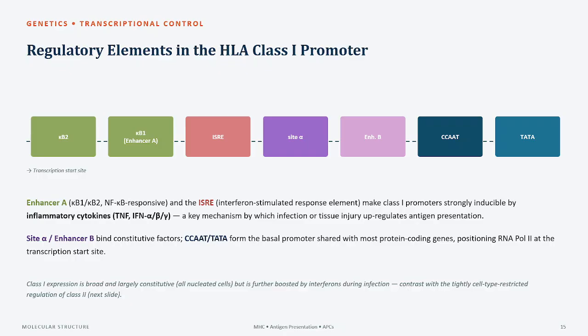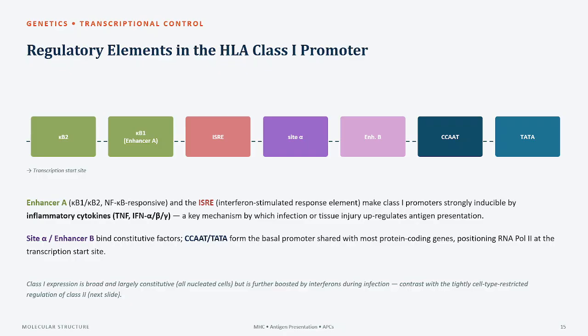Followed by, you have some inducible regulatory elements. While the baseline expression is steady, the HLA class 1 expression must increase drastically during an immune response to flag the infected or the abnormal cells. This is controlled by the upstream elements, the enhancer A. This region is responsive to NF-kappa B, a major transcription factor during inflammation. We know that. The ISRE, that's the interferon stimulated response element. This sequence binds the transcription factors activated by the interferons.